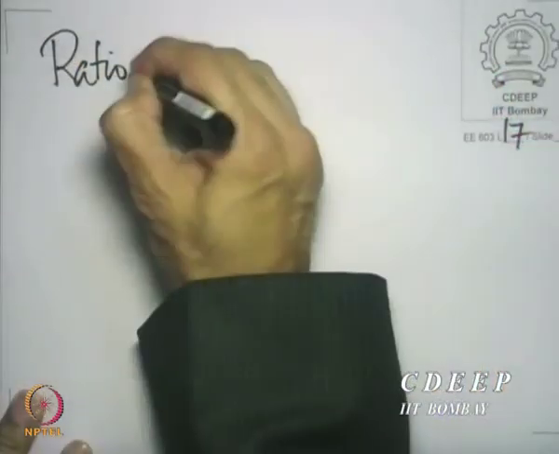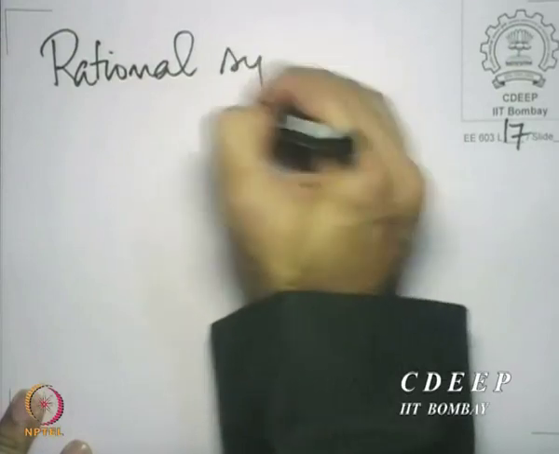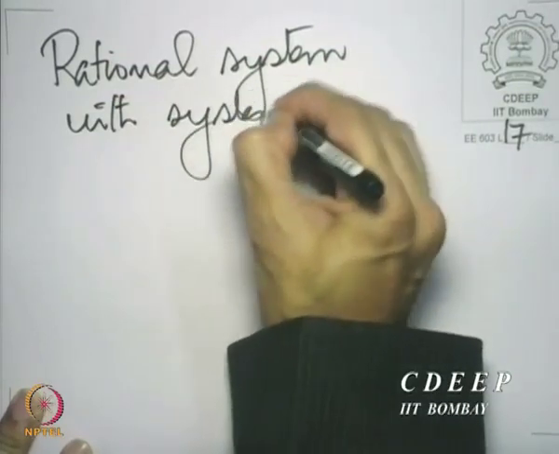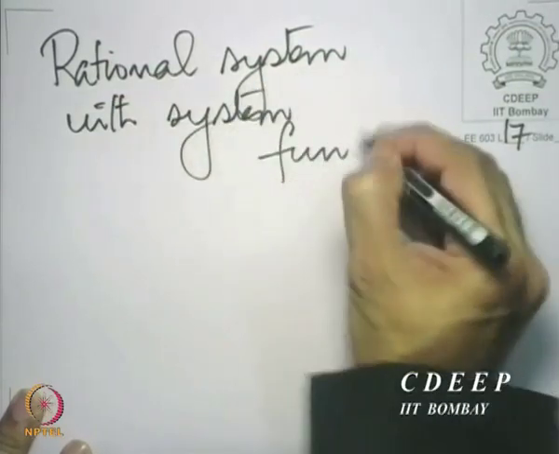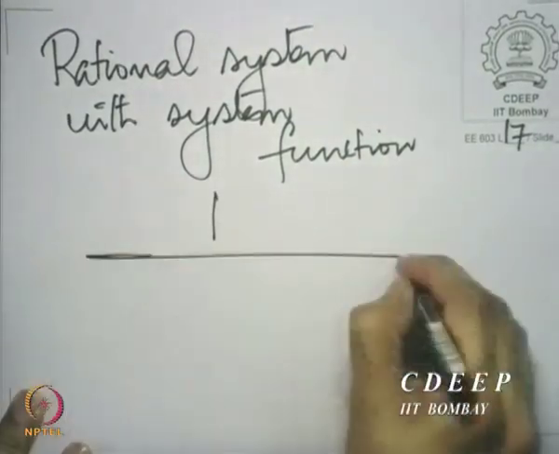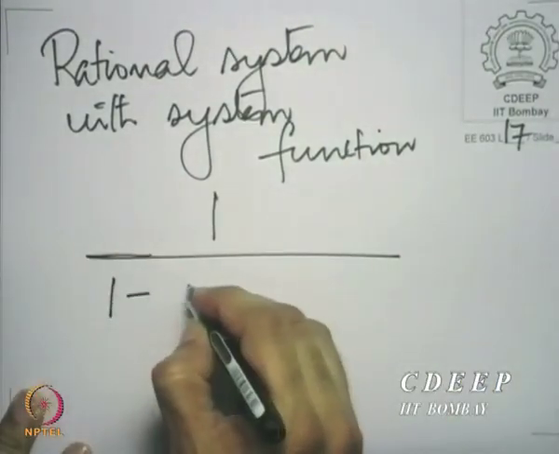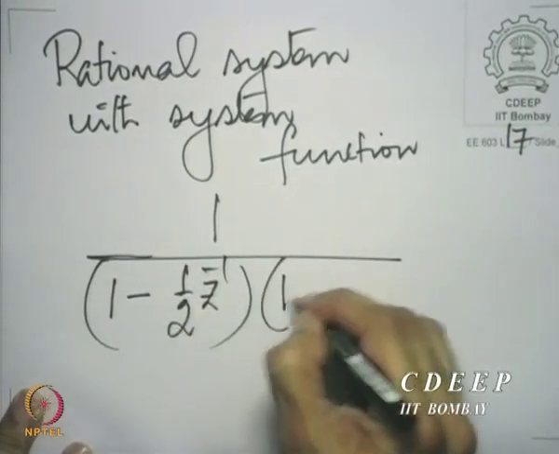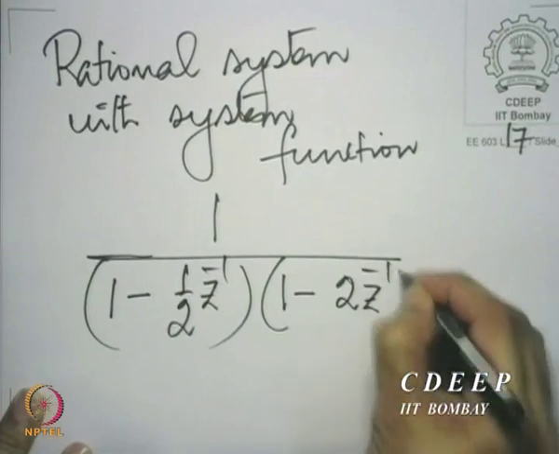the rational system with system function 1 by (1 minus half z inverse)(1 minus 2 z inverse).